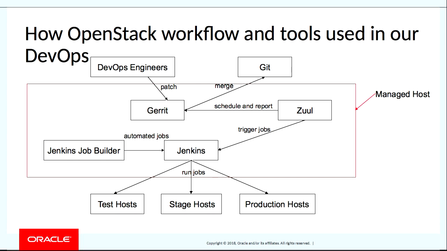Before we run the jobs on our production systems, we also have a stage host. It's called a pre-production system. We run the jobs again there before running them on the production host.